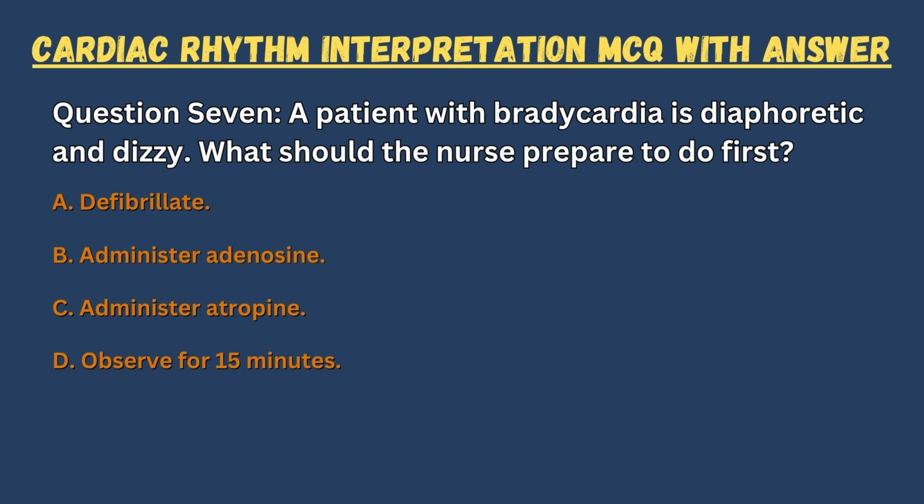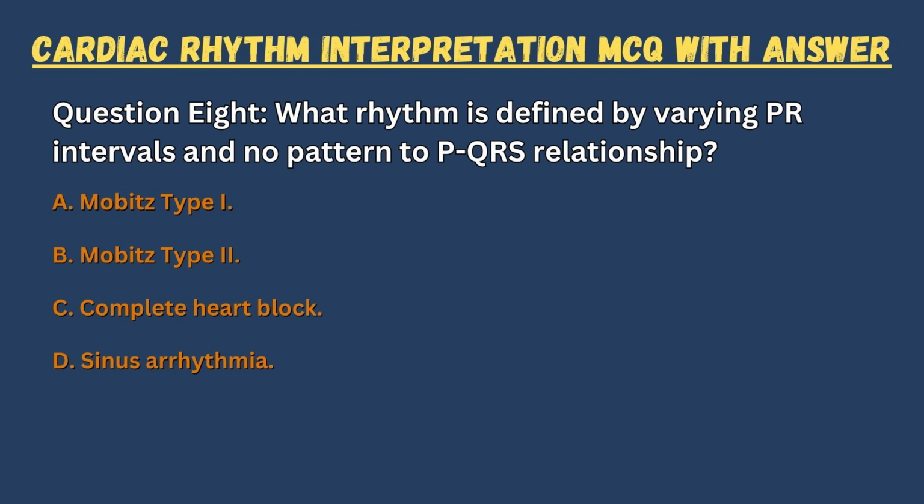Question 7. A patient with bradycardia is diaphoretic and dizzy. What should the nurse prepare to do first? A. Defibrillate. B. Administer adenosine. C. Administer atropine. D. Observe for 15 minutes. Answer: C. Administer atropine.